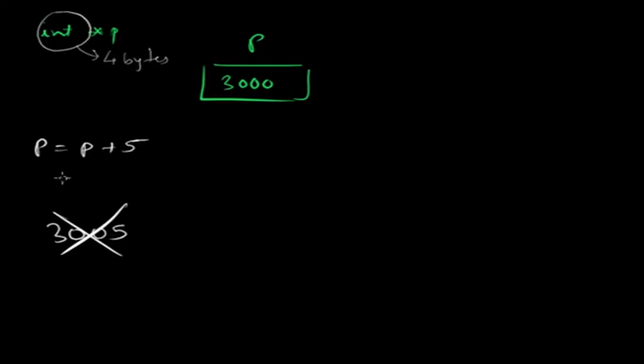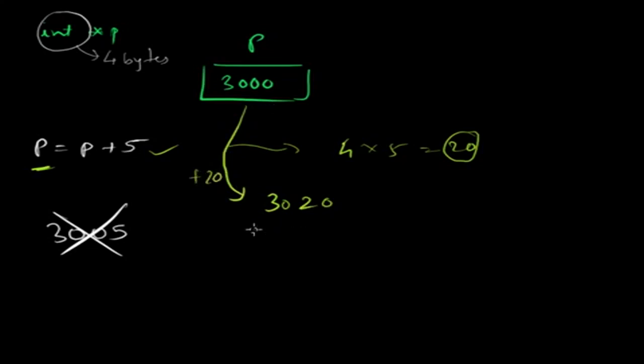Now how do you calculate what p will point to when we do this operation? It is incremented by 5, so 5 times 4, 4 into 5 is 20. So the next value is 3020. When we add 20 to it, it gets 3020. So this is the way you solve pointer arithmetic. Pointer arithmetic is quite different. It depends upon the size of the data type, or the size of the value the pointer is pointing to.